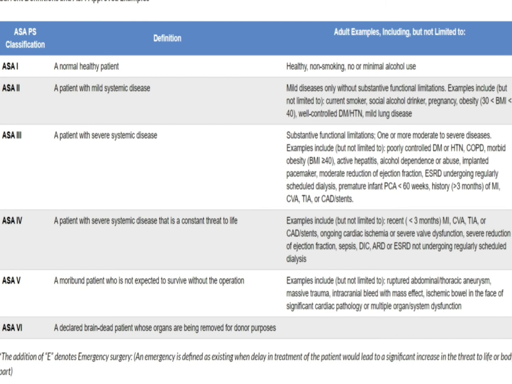You need to know that next to the above classification, we could attach an E, which denotes emergency surgery. So you could have ASA 2 and then an E. So that means that's emergency surgery. Emergency is defined as existing when delay in treatment of the patient would lead to a significant increase in the threat to life or body part.